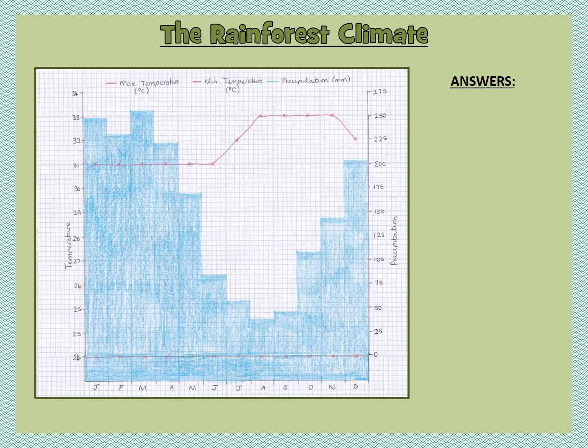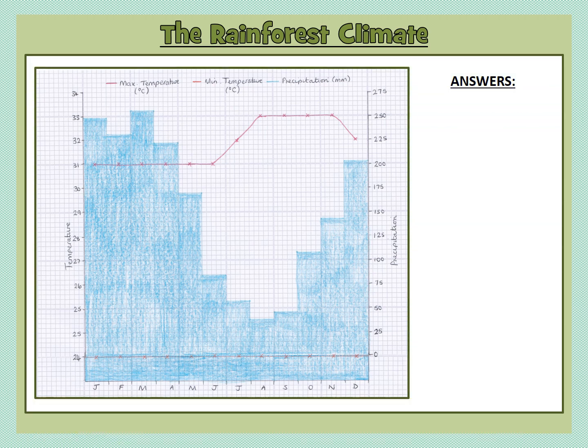So the answers that you should have got for your questions are the mean temperature is 32 degrees. The maximum mean temperature is 32 degrees because remember we've got 2 separate sets of data for the maximum and the minimum temperature. So if you worked it out for the maximum temperature, you'd get 32 degrees. If you worked it out for the minimum temperature, no surprise, it's 24 degrees.